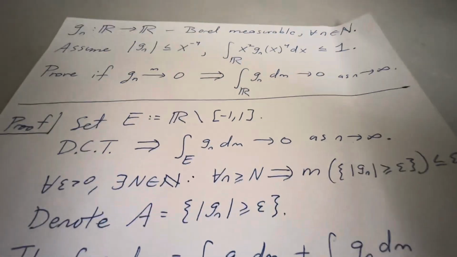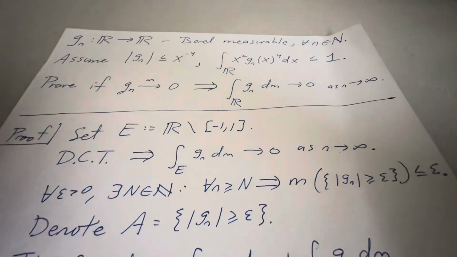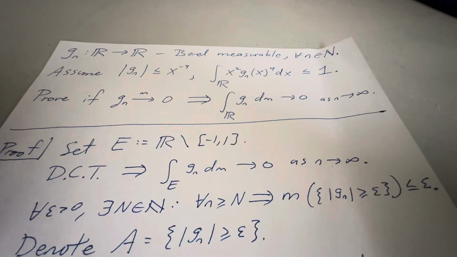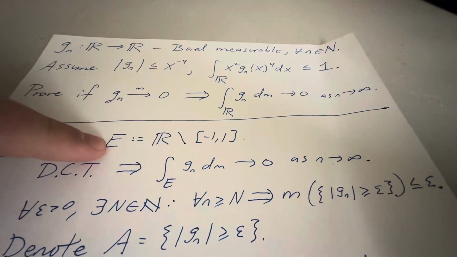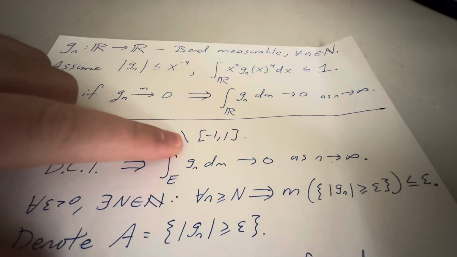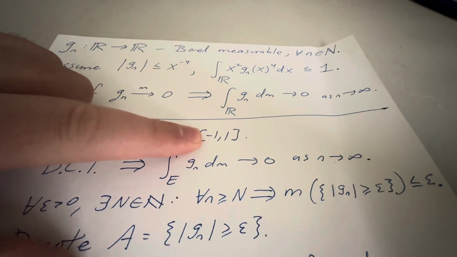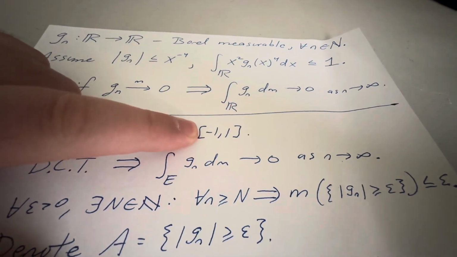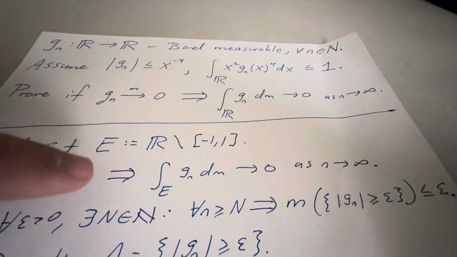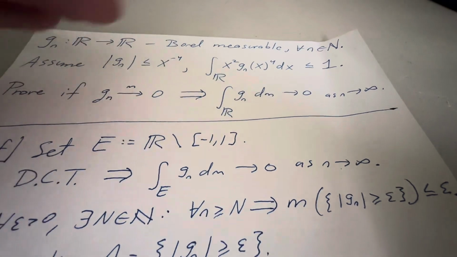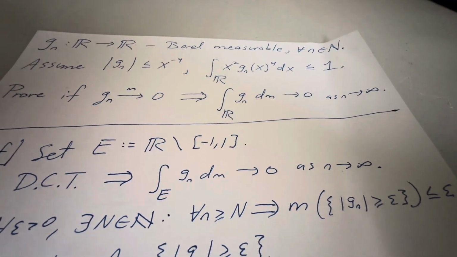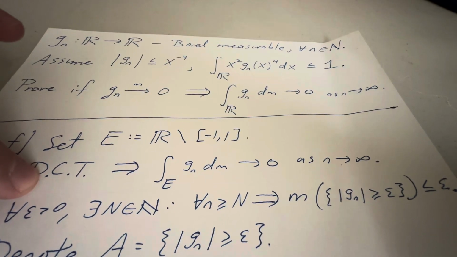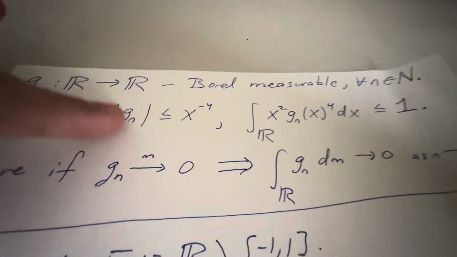So the first thing we do is split up the domain of integration into bits that we have some control over. We set E equal to the real number line, get rid of the interval from -1 to 1. I chose a neighborhood of 0. It doesn't have to be -1 to 1, I just chose it. Because now, if we're outside some neighborhood of 0, we can apply the dominated convergence theorem, which we know we can apply because we have this assumption here.